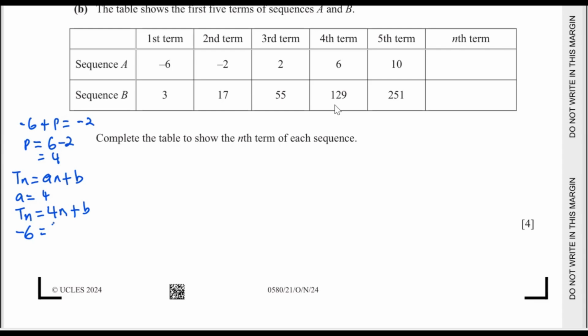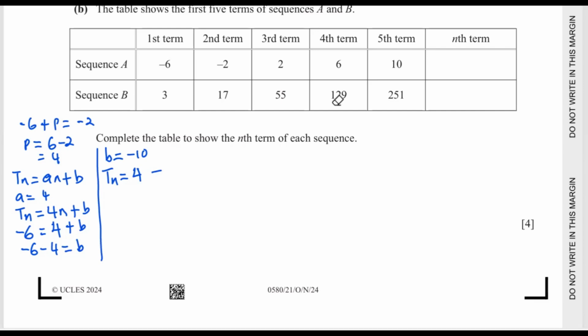So when n is 1, we are going to have 4 times 1, then plus b. Now if we try to find b, it's going to give us minus 6 minus 4. So here we will find b to be minus 10. So the nth term of this sequence is going to be 4n minus 10.